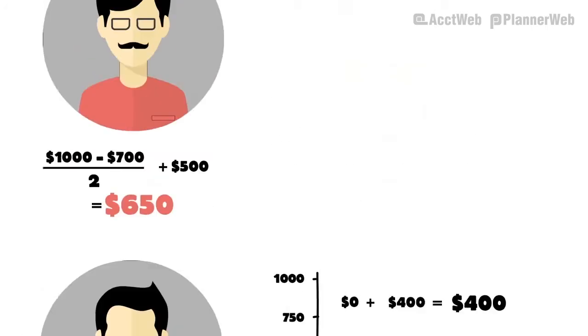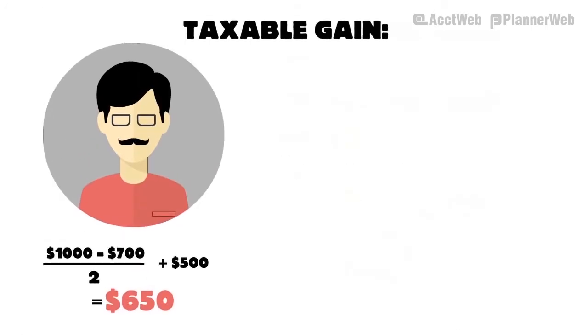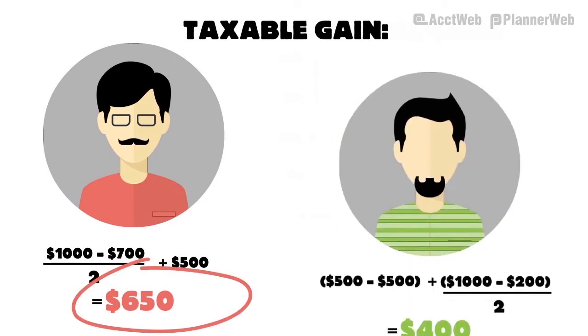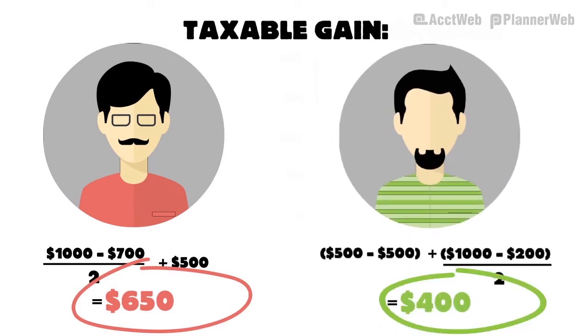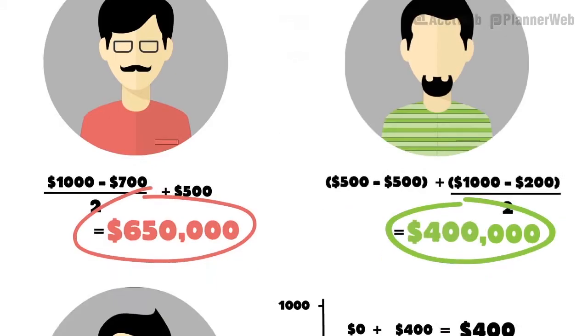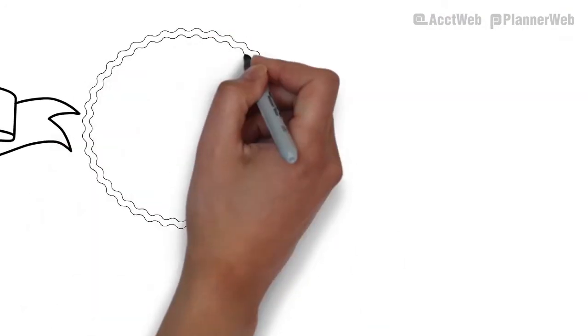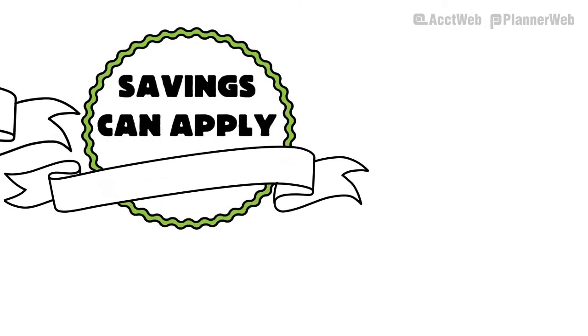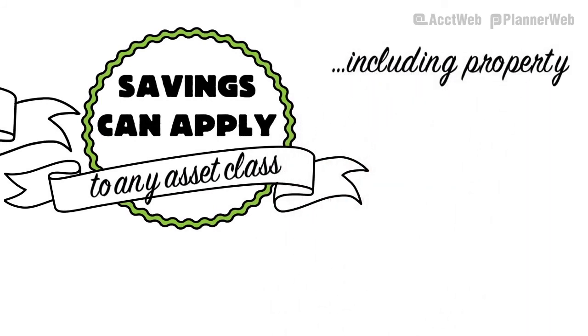In this example, Ben is left with a $650 taxable gain and Gary with $400. If the size of the transaction is much larger, then the consequences of getting the maths right can be quite significant. These types of savings can apply to any asset class to which capital gains applies, including property.